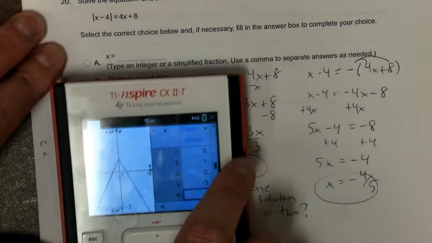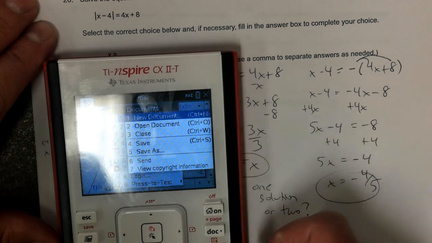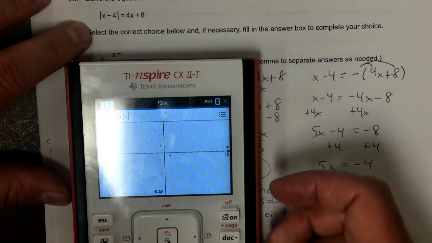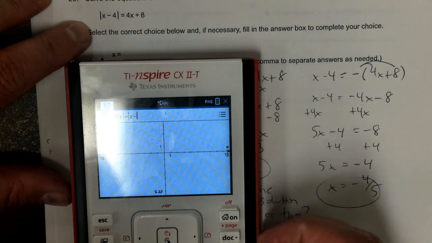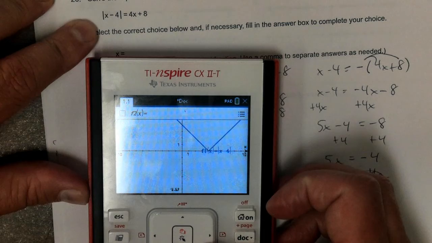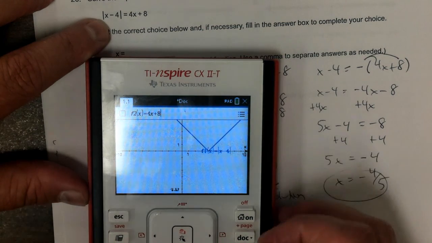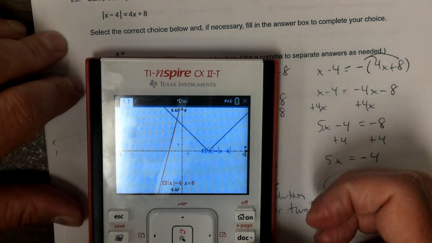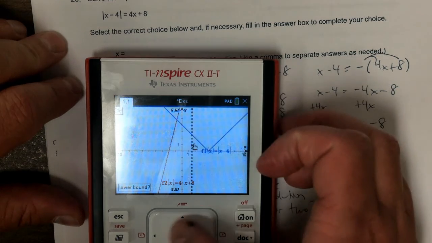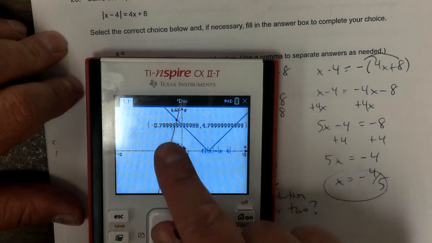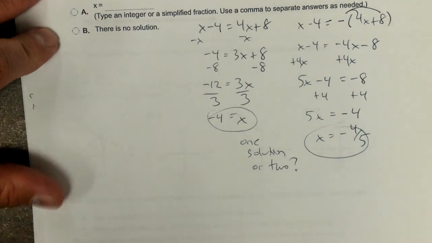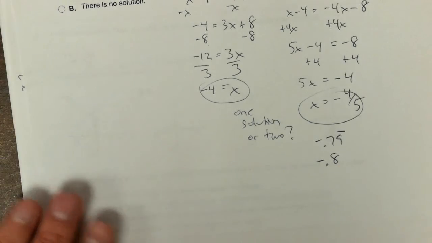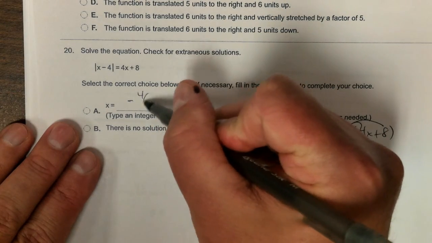So to me, the best way to do it is to graph your original. Add graph. And we go absolute value x minus 4, and then you have 4x plus 8, and so it's only going to hit in one spot because that's a line. Then you go menu, analyze, intersect between here and here. It's negative 0.79 repeat, which is really negative 0.8, and that matches negative 4/5. So negative 4/5 is your only answer.